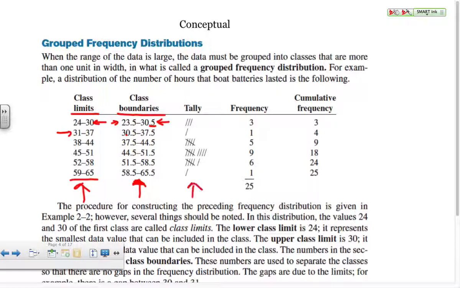Then we tally up how many times it occurs in each one, write down the number, and then we do cumulative frequency. This is the other one that's just a little bit different. We're just going to add up all the frequencies as we go. So the total of this column should be the same as the last cumulative frequency here. So 3 is the first one, 3 plus 1 is 4, 4 plus 5 is 9, 9 plus 9 is 18, and so forth. All right, so that's what a distribution looks like.